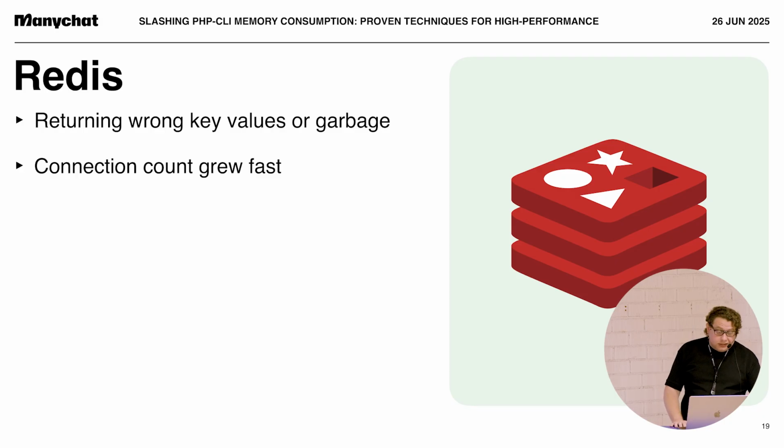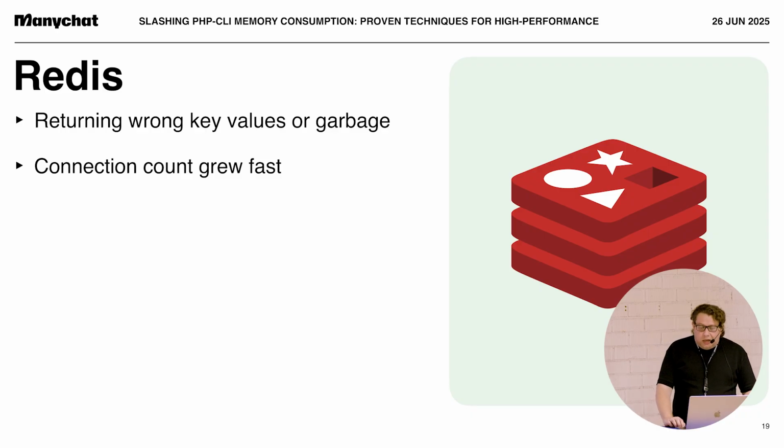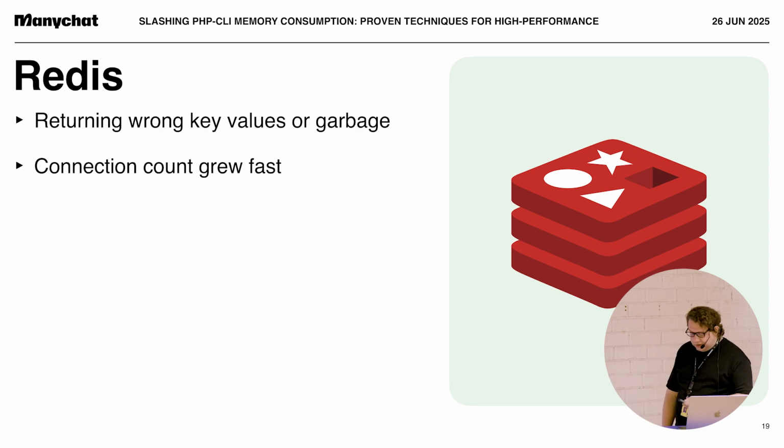Yep, this solved our problem. The segmentation faults were gone, but Redis got insane. It started returning wrong key values or complete garbage in its responses, and the number of connections we made to Redis was growing pretty fast.